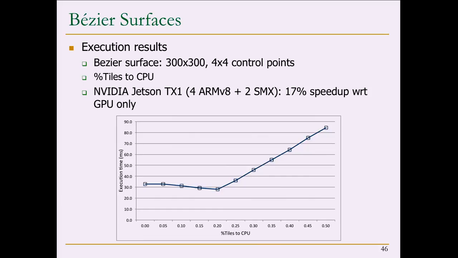Actually, these results are on an NVIDIA Jetson TX1. Don't know if you are familiar with NVIDIA Jetson TX1. It's a mobile platform containing 4 ARM processors and 1 GPU with 2 GPU cores. And in this case, the results that you see in the slide are the execution time for calculating a square Bezier surface, a bicubic surface, of 300 times 300 points.